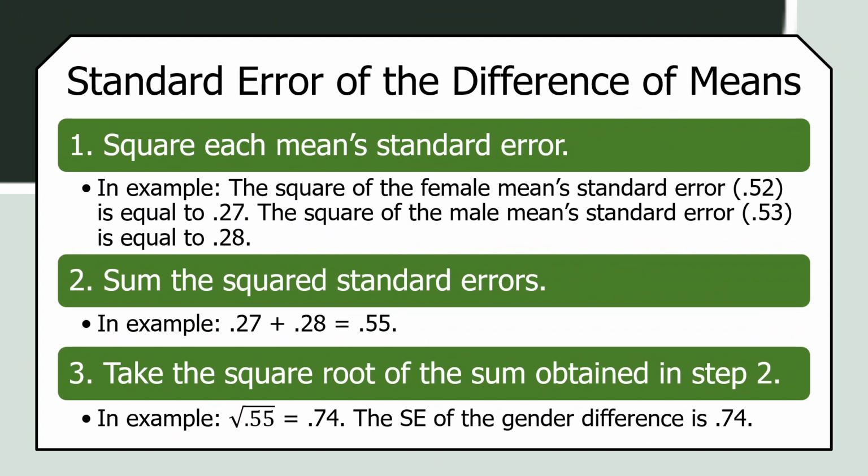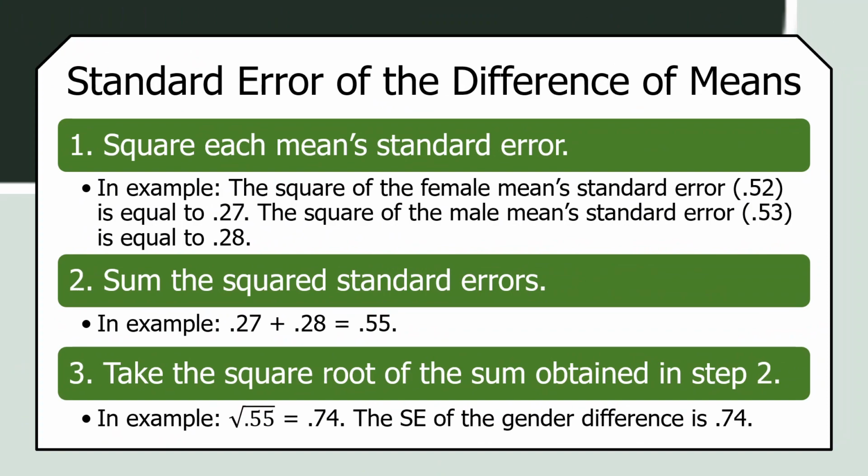Let's review those steps quickly, and then we'll see how we apply it. What was just done? 1, square each mean standard error. The square of the female mean standard error is equal to 0.27. The square of the male mean standard error is equal to 0.28. Sum these squared standard errors. In the example, 0.27 plus 0.28 is 0.55. Take the square root of the sum obtained in the earlier step, which is equal to 0.74. So the square root of 0.55 is equal to 0.74. That is the standard error of the difference.